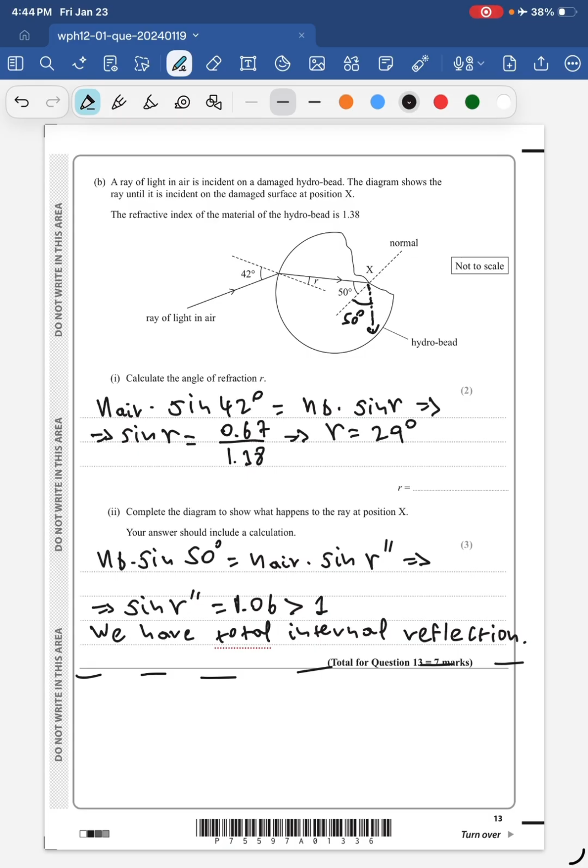Okay, so I'm trying to say that if you calculate the critical angle, you will find that it's 46.5 degrees, say, which is less than 50 degrees. Therefore, you do have total internal reflection. This is the idea. But I prefer this answer. So we will move on.